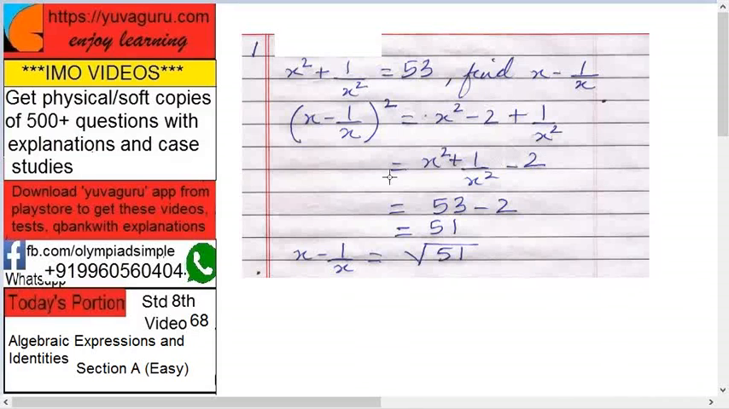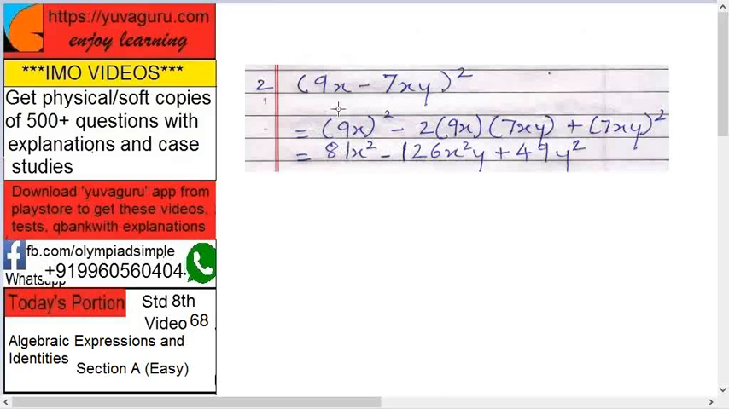Now, we know x square plus 1 upon x square is 53. So solve this: 53 minus 2 is 51. So x minus 1 upon x the whole square equals 51, so x minus 1 upon x will be square root of 51. It is plus or minus, but these are not taken as plus or minus in algebraic expressions. So if the answer given is plus or minus, you tick that. If nothing is given, then tick root of 51.